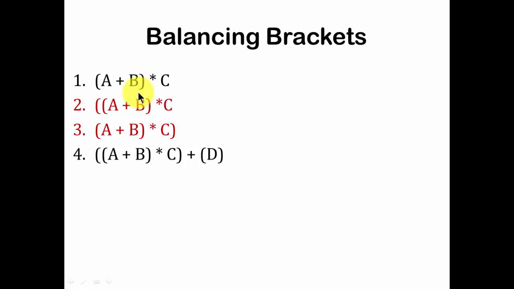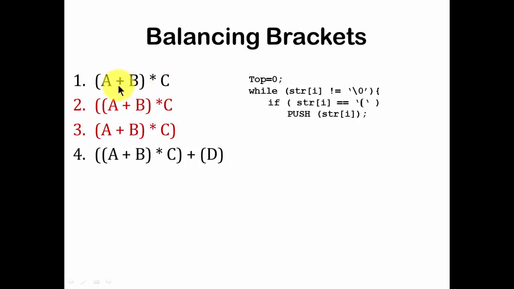If the top value turns out to be 0 at the end of the string or the expression, that means the brackets are balanced. Okay, so let's see how to do that. If I'm considering this to be a string, I can write a while loop which accesses all the elements of that string from the left to the last, that is the null character after C. And if my character in this string is equal to the left parenthesis, then I will push. If it is a right parenthesis, then I'll pop.